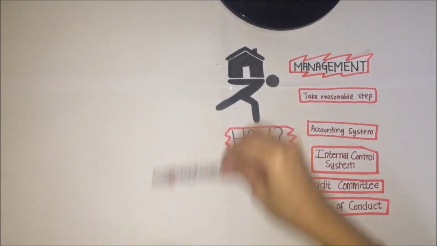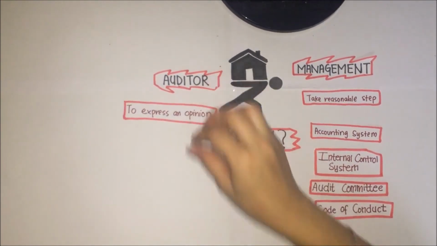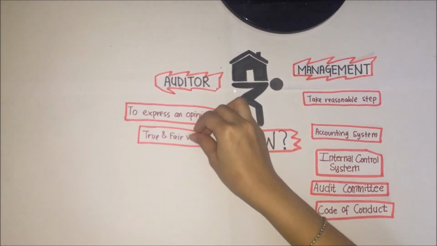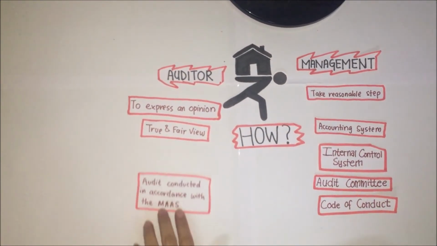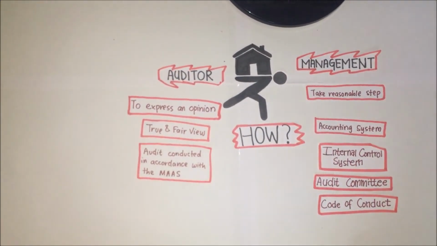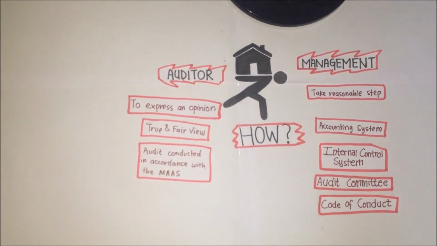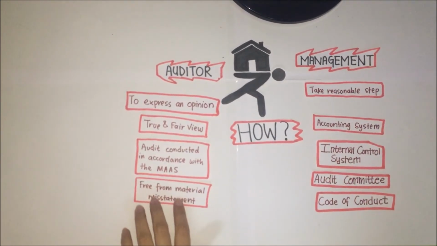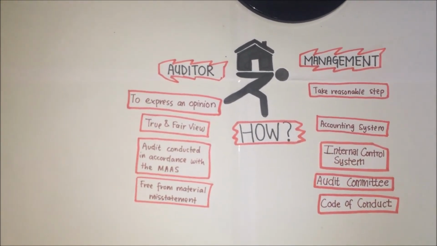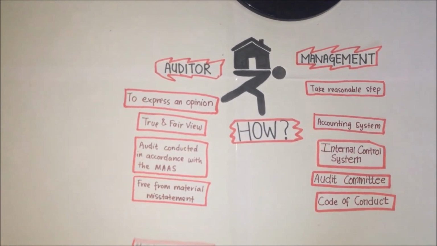For auditors, they have to express an opinion as to whether the financial statements are true and fair view and have been prepared in accordance with an identified financial reporting framework. An audit conducted in accordance with the Malaysian-approved auditing standard is designed to provide reasonable assurance that the financial statements are free from material misstatement caused by the fraud or error.